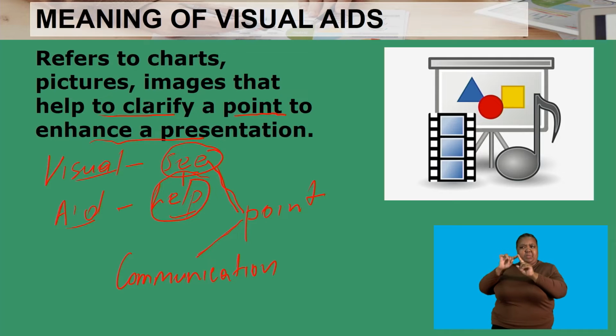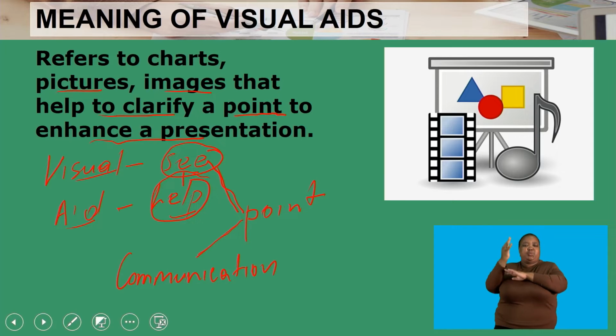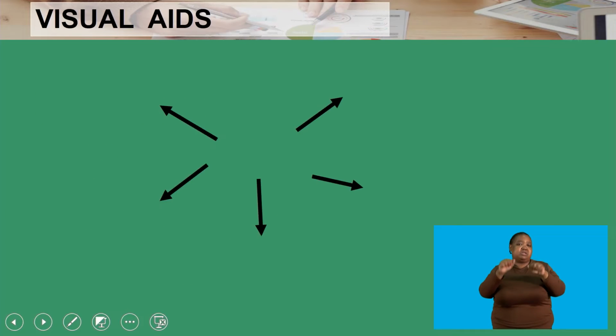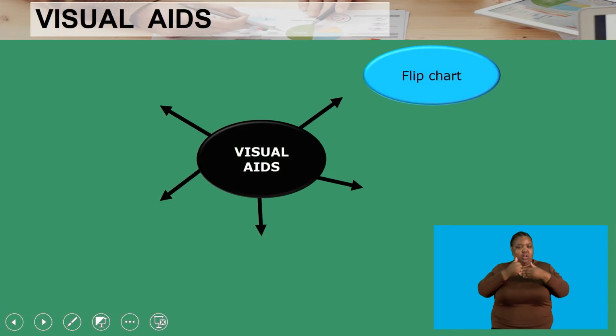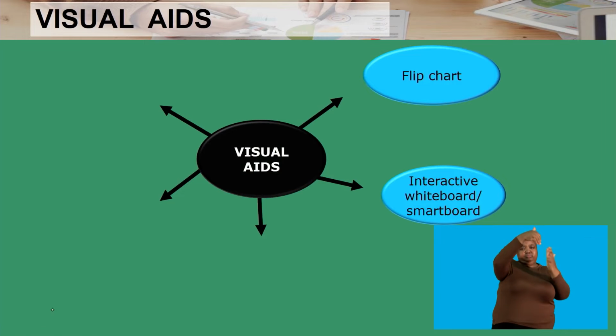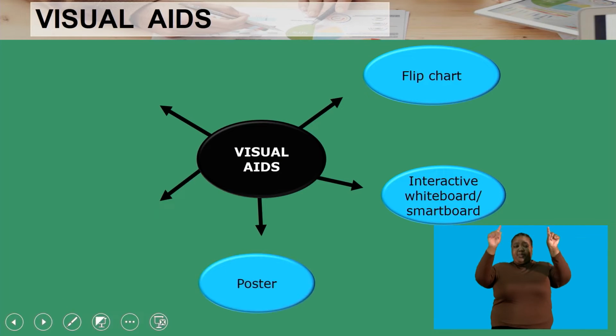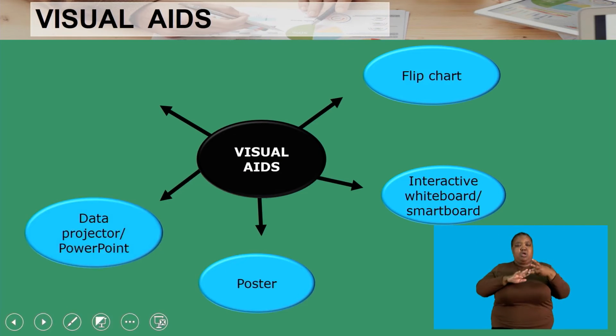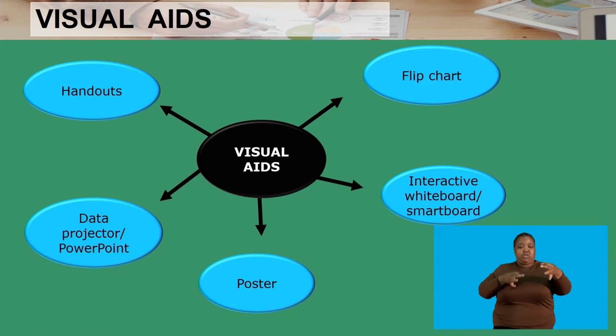Hence we talk about pictures, images, or any other tool that is being used to present the information or make it easier to understand. Now, we have the following visual aids. The first one is a flip chart. We also have an interactive whiteboard or smart board. And then we also have a poster together with a data projector or a PowerPoint. Then we also have a handout. So these are the 5 visual aids that we're going to look into.